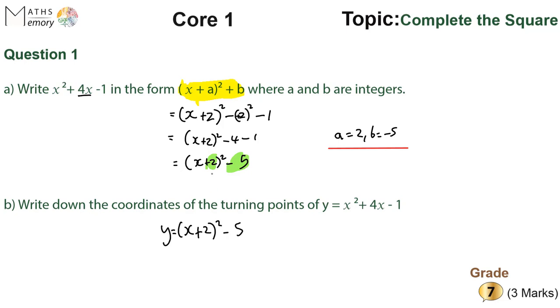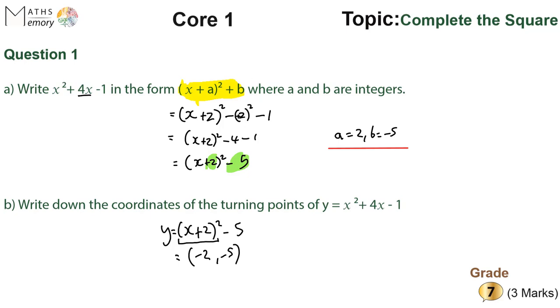So the turning point comes from part A. We know the lowest minimum point of y would be when this whole bracket is 0, because when you square any number you can't get a negative number. The lowest possible value after you square any number is 0. So the question arises: what value of x should be over here to give you 0? This whole bracket squared should give you 0. So x would have to be minus 2. When x is minus 2, plus 2 is 0, 0 squared is 0, and 0 minus 5 will be minus 5.